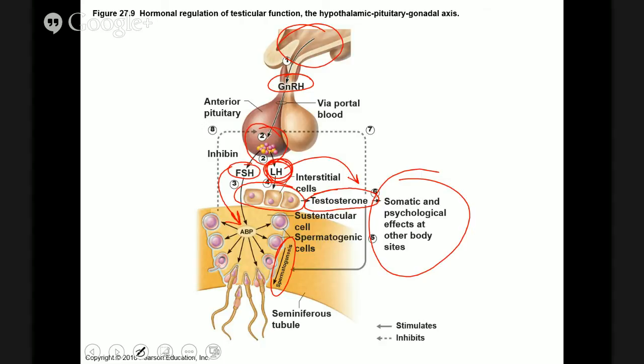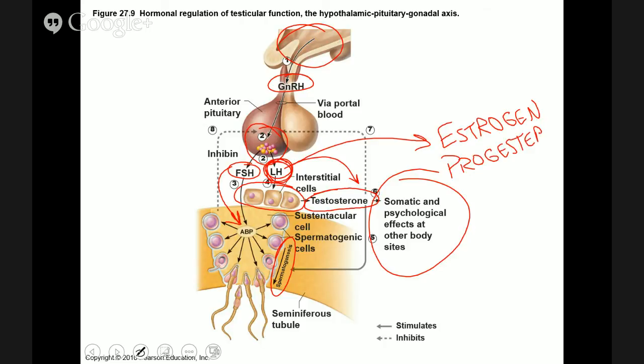Same thing goes for the females, except it's not luteinizing hormone that leads to the production of testosterone. It's luteinizing hormone that leads to the production of estrogen and progesterone. And when that happens, you'll see the female start to develop her secondary sexual characteristics. And so this is where you start to see a larger differentiation between the male and female genders.